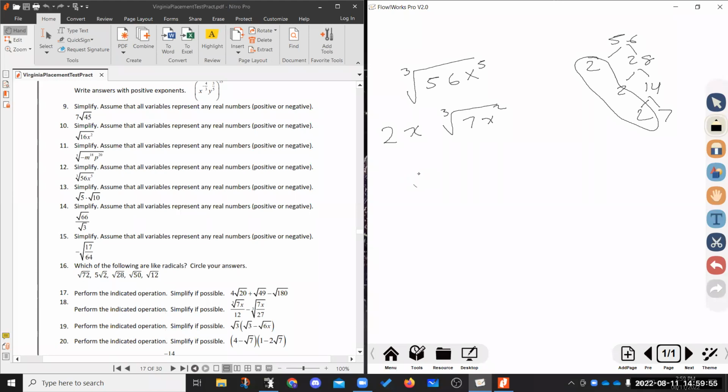Now they want us to simplify the square root of 5 times the square root of 10. This is the square root of 5 times the square root of 5 times the square root of 2. So these two like square roots multiply together to make each other go away, and that gives me 5 square root of 2.